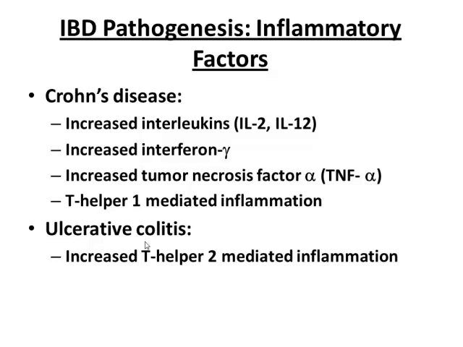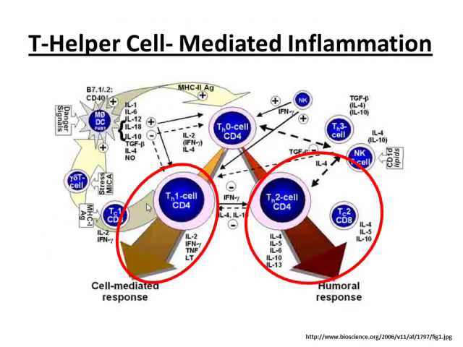Okay, the inflammatory factors that are thought to be involved in these disorders: for Crohn's disease, increased interleukins, including IL-2 and IL-12. Also, there's increased interferon gamma production, increased tumor necrosis factor alpha production, and then also increased T helper 1 cell mediated inflammation. A lot of inflammatory factors involved. In ulcerative colitis, you also have the increased T helper mediated inflammation, but it's T helper 2 cells.